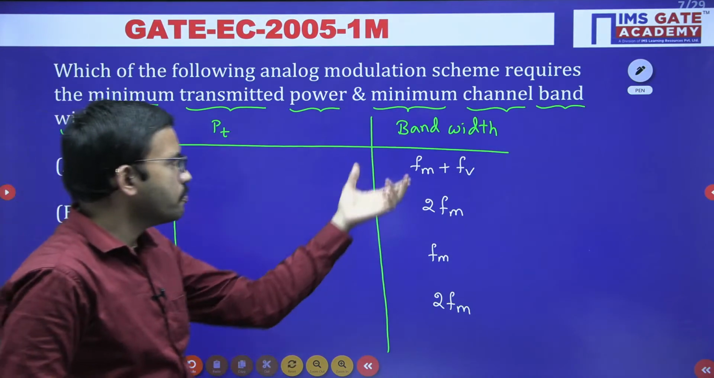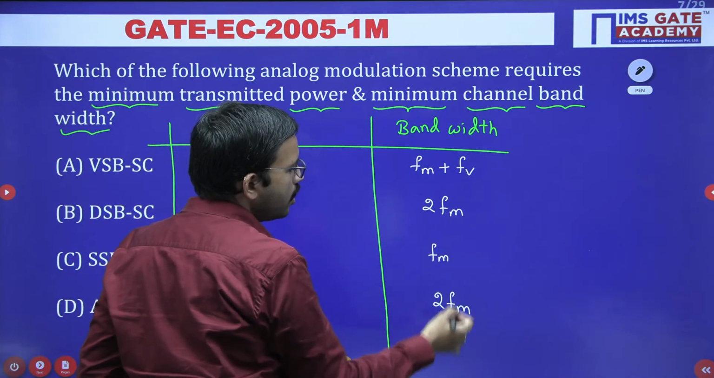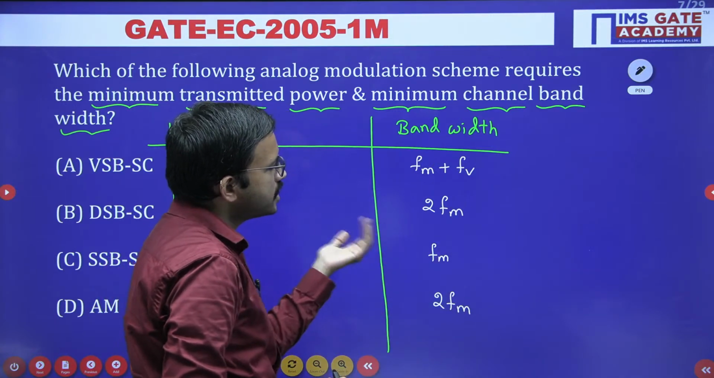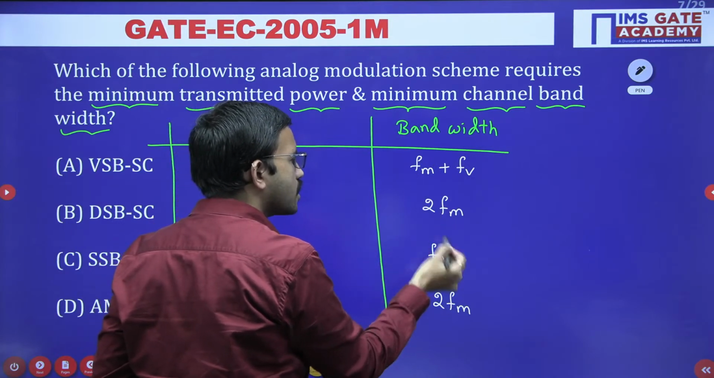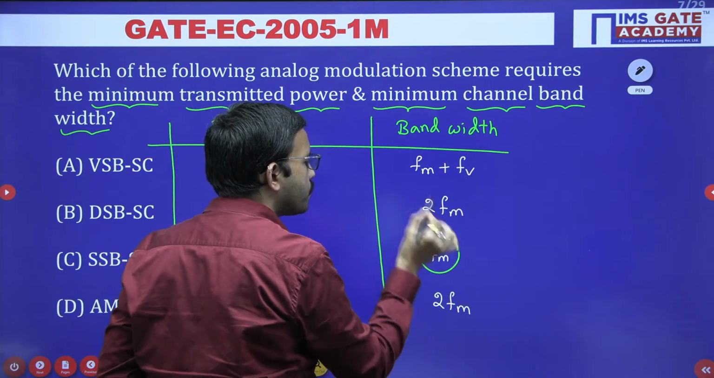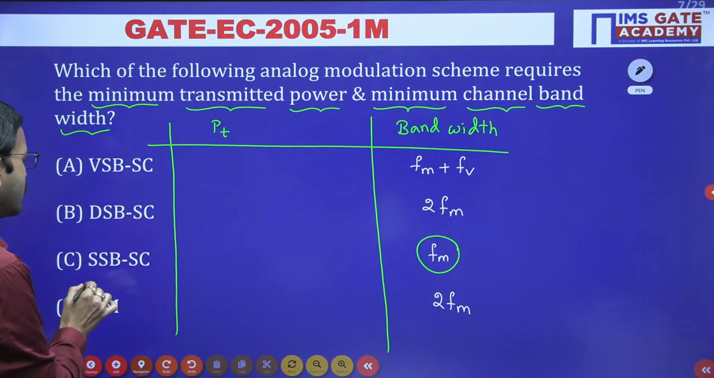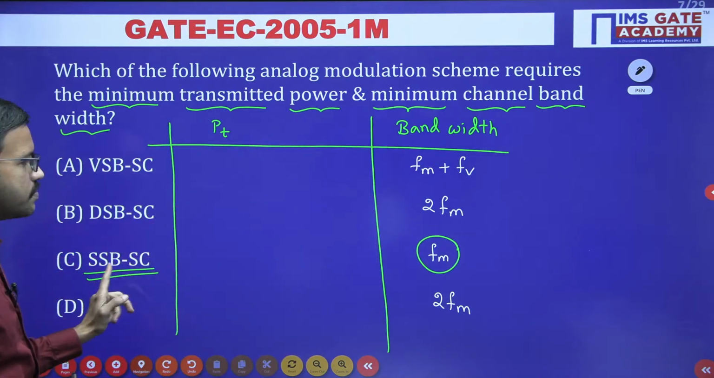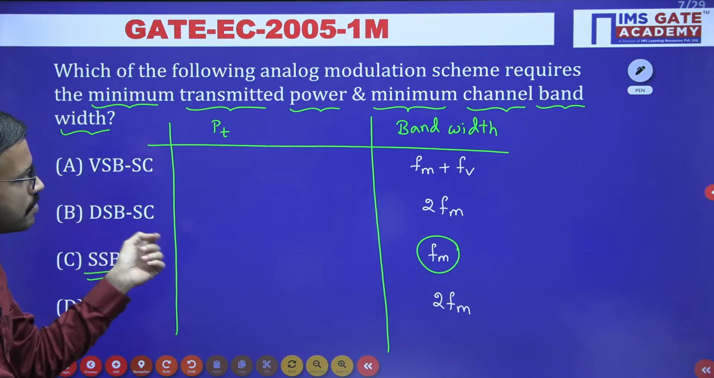Now with respect to bandwidth, among all, 2FM is the maximum. After that, FM plus FE is slightly lesser, and among all, FM is the minimum. So with respect to bandwidth, the minimum bandwidth you have is in SSB-SC. Now let us see whether SSB-SC has minimum power or not.